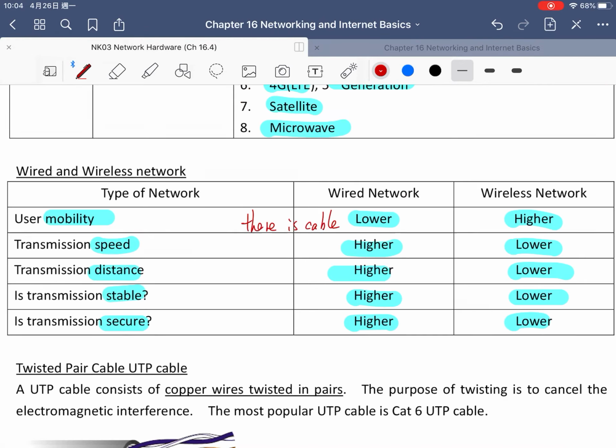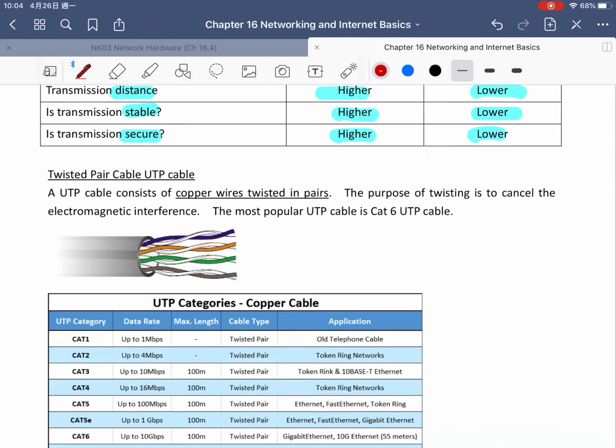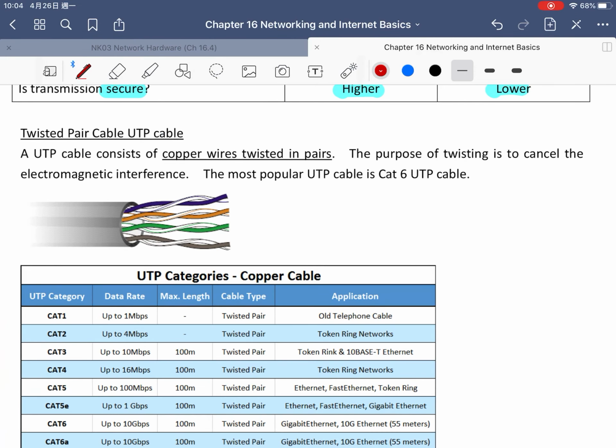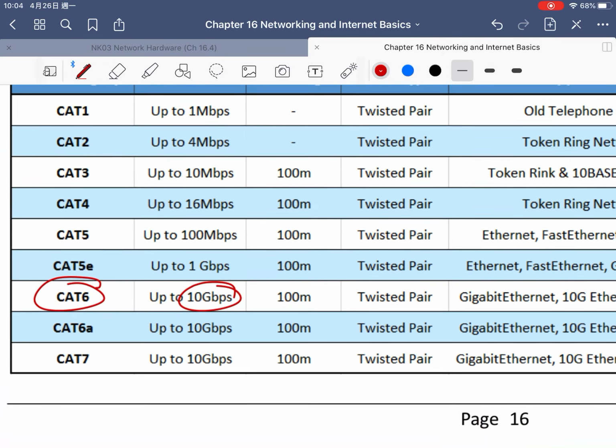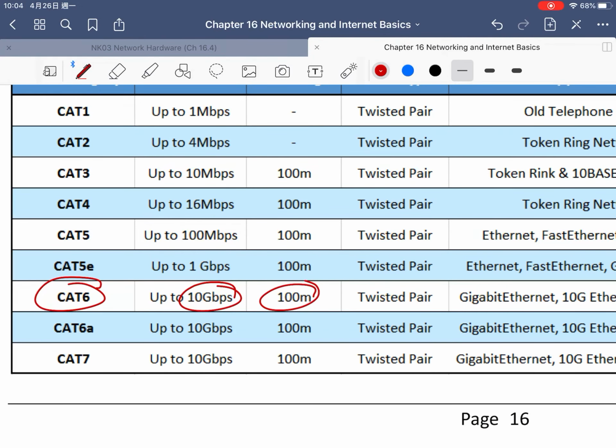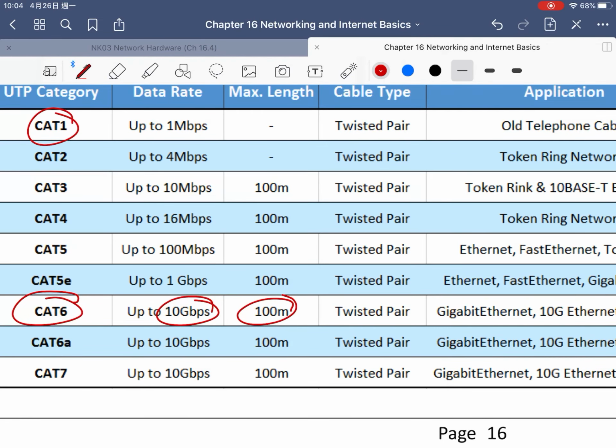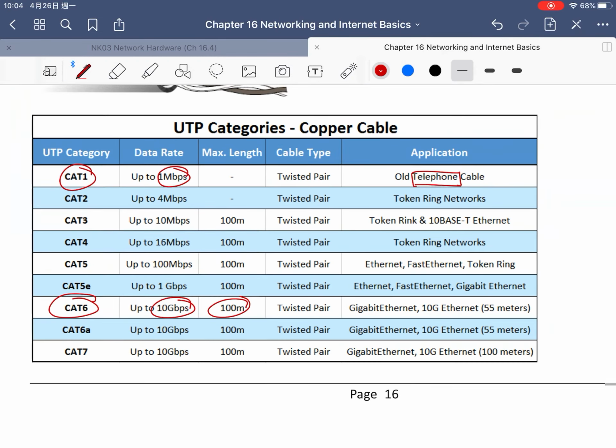There is a diagram in your notes. UTP cable. There are different types of UTP cable. For example, nowadays we use the Cat6. It can be up to 10 gigabit per second, and the transmission distance is only 100 meters. And for the Cat1, it is a telephone line actually. The speed is very, very slow, and the data inside is analog signal, which is in the continuous waveform.